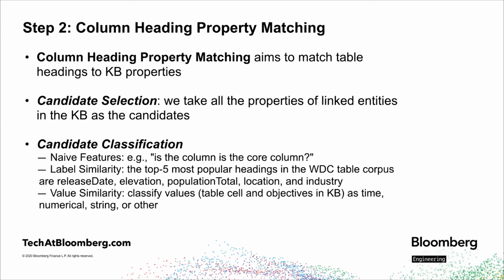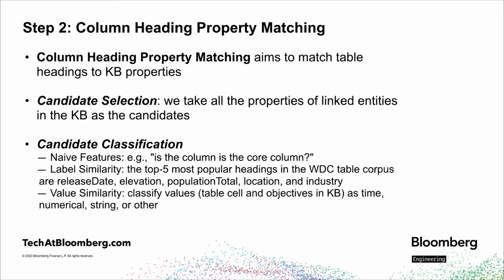And the value similarity classifies values as time, numerical, string, and other, for any values in the cell and in the object. Just imagine all the cells in the same column, and we take their values and compare them against all the values or objects for the linked entities we found in the linking step, and their predicate objects. Time by time, and numerical by numerical. The one thing which is interesting is when we compare numbers or time, we don't do an exact match.